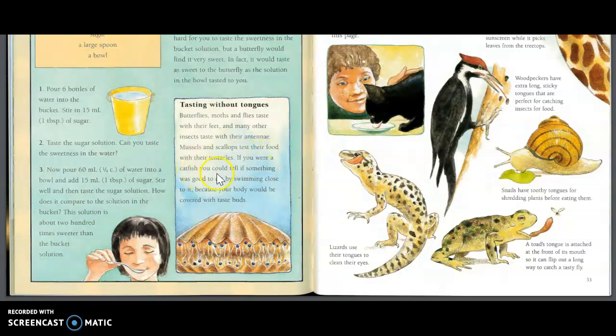If you were a catfish, you could tell if something was good to eat by swimming close to it because your body would be covered with taste buds. I did not know that.